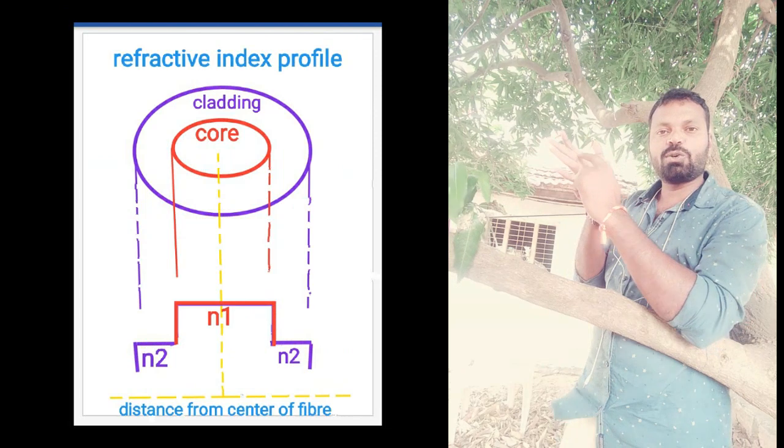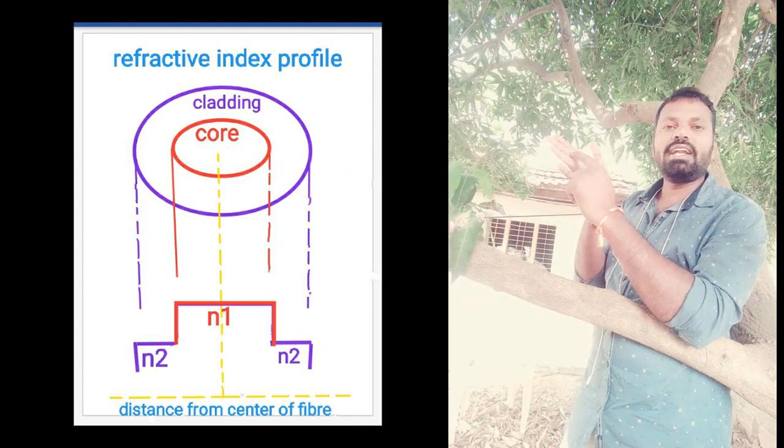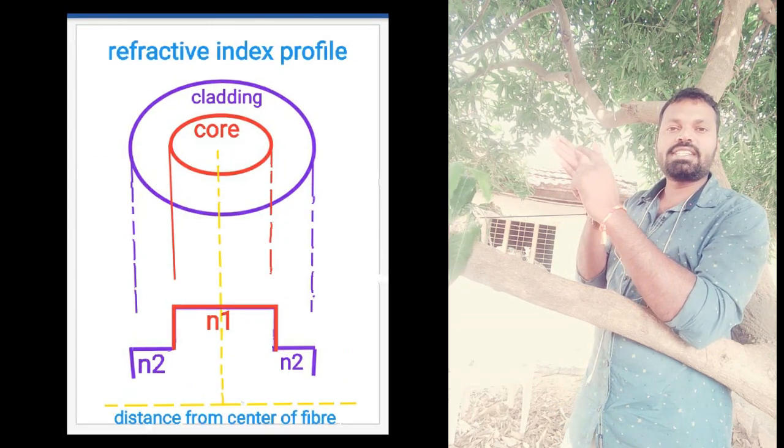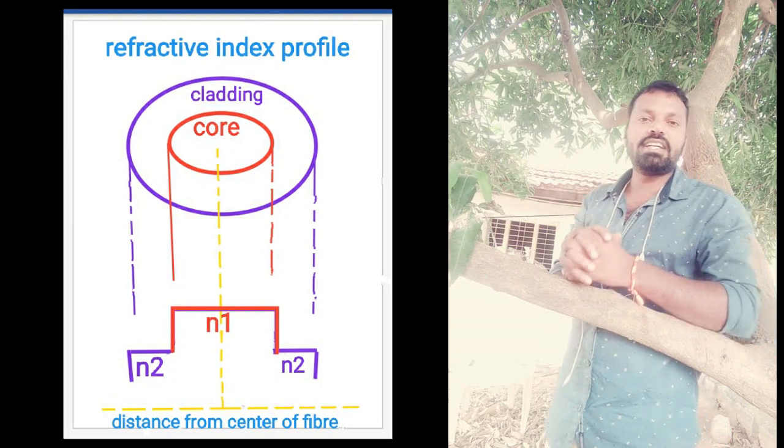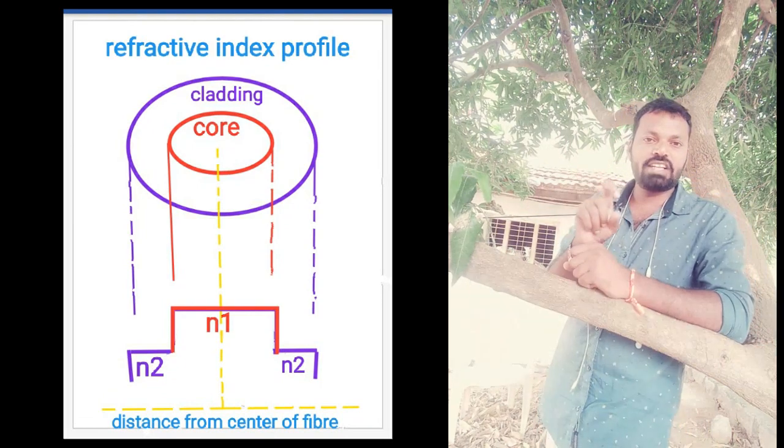If you see the refractive index profile again, the refractive index of core N1 is constant from the center of the core to the end of the core, and at the end of the core it suddenly falls to N2 and N2 is constant till the end of the cladding. That means at the interface of core and cladding, refractive index falls by a step.